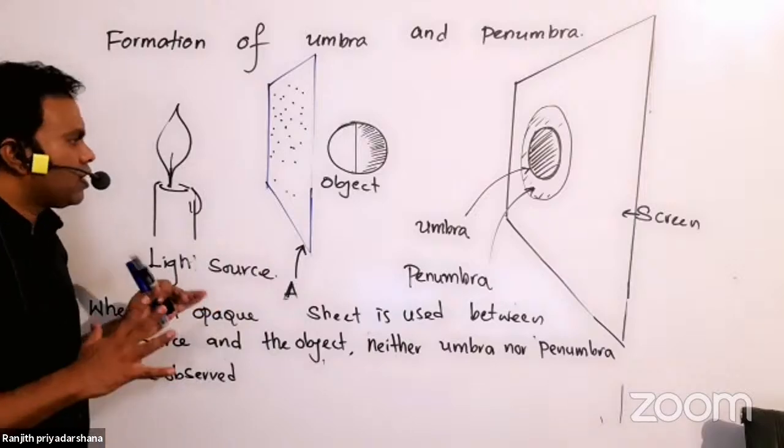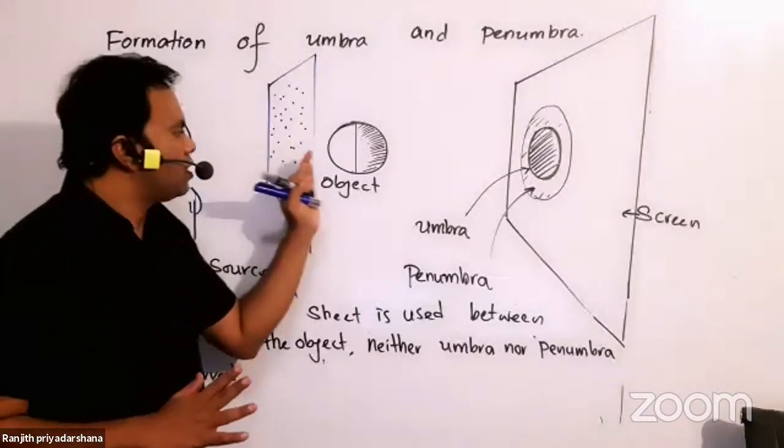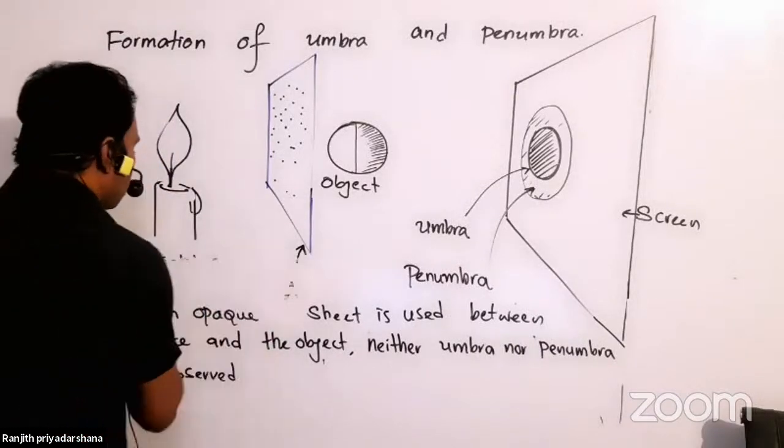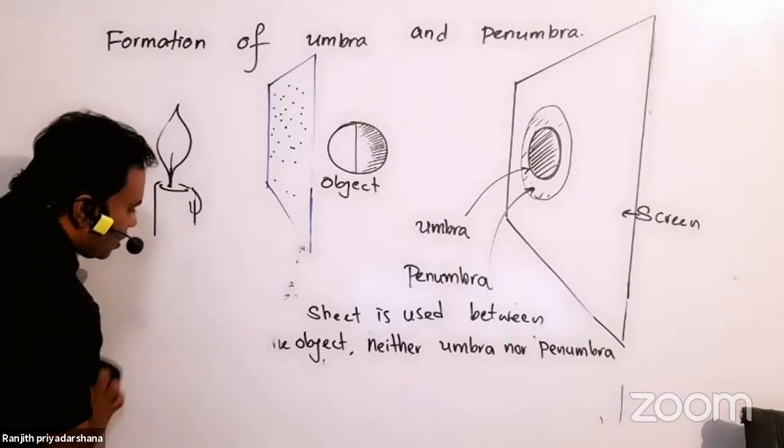So what happens when the light source is closer to the object? Okay, now let's study that. So for this purpose we are using a torch. We take a torch as the light source.